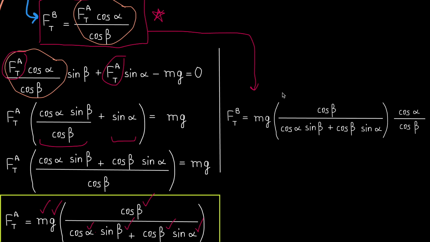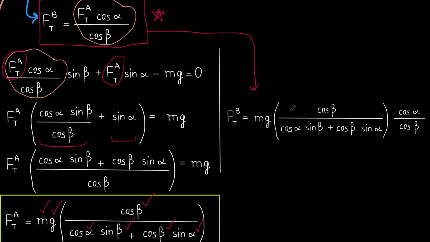Here I have replaced FTA here with the expression that I found here, mg times the big term in parentheses with angles, cosines, and sines. And then we have a factor of cosine alpha divided by cosine beta at the end. So I put those here as well. So this is what we get for FTB, the magnitude of the tension force in rope B.